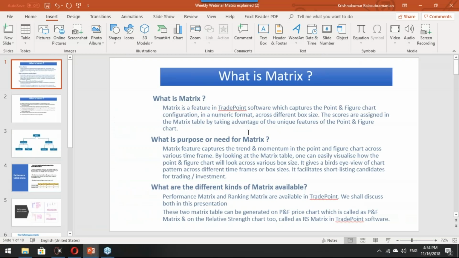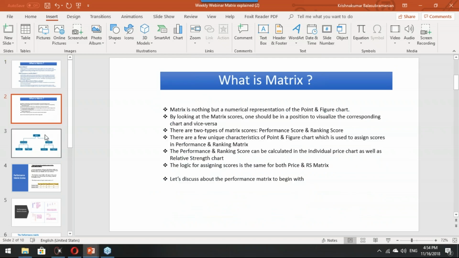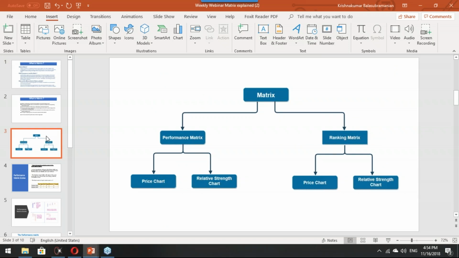This is the slide presentation that we used last week, so you can go through the slides again just as a refresher. So we talked about this, we talked about this. This is a slide that I inserted this week. So this gives you a broad idea about what the matrix is. We have two kinds of matrix: performance matrix, ranking matrix. And again, performance matrix can be calculated on the price chart, individual price chart. What I mean by price chart is the actual stock price, or the closing price of the index concerned. We can also calculate the performance matrix based on the relative strength chart, right? Same deal with the ranking matrix. We can calculate the ranking matrix based on the price chart as well as the relative strength chart.